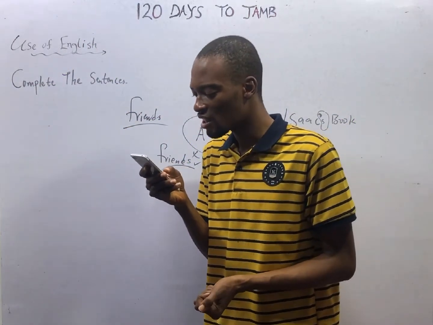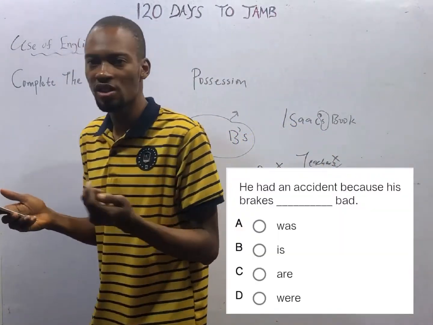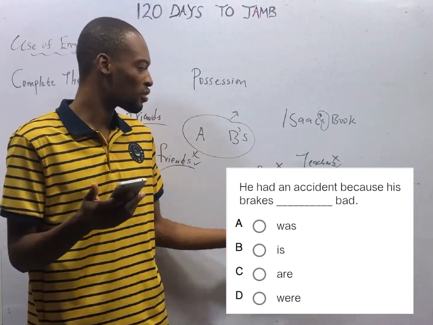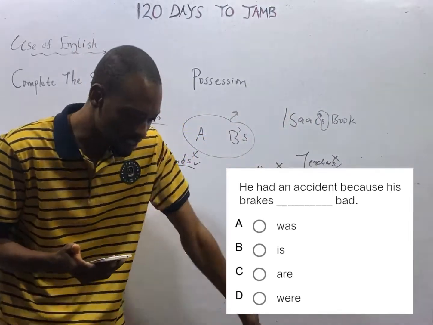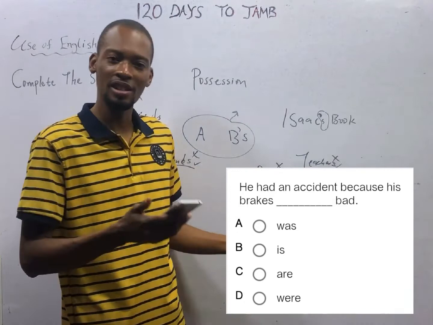"He had an accident because his brakes dash bad." He was driving, he had an accident. Now, what does brakes in this context mean? In this context, brake is singular. You don't have many brakes in the vehicle. You have just one. So he tried to press the brake, it did not work.